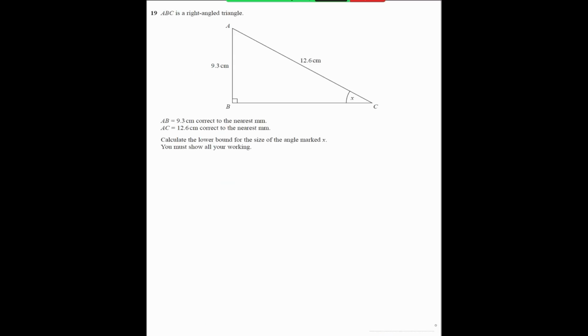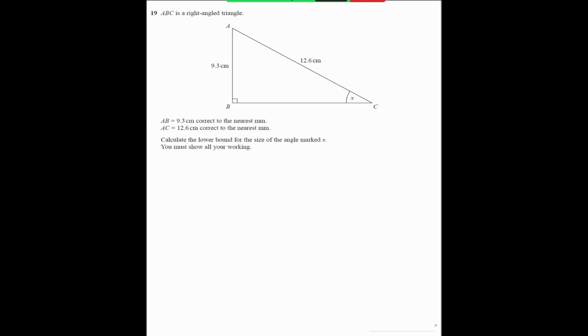Okay, question number 19. ABC is a right angle triangle. AB is given as 9.3 centimeters, correct to the nearest millimeter. AC equals 12.6 centimeters, correct to the nearest millimeter. Calculate the lower bound for the size of the angle marked X. You must show all your working.